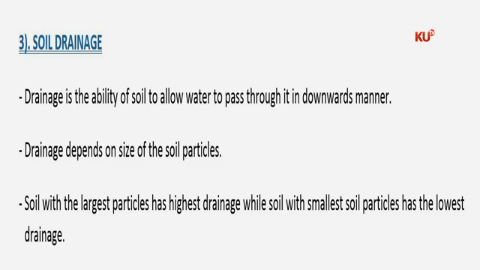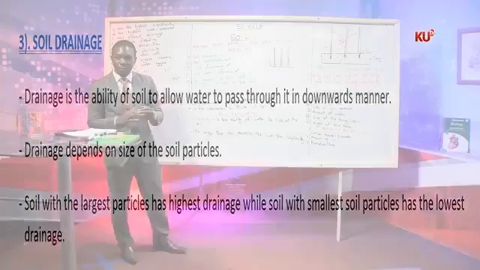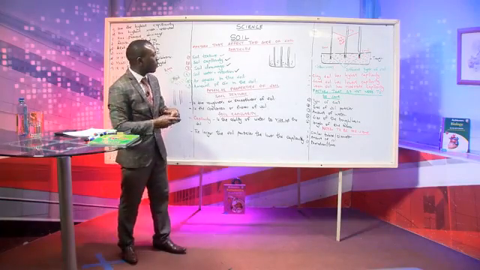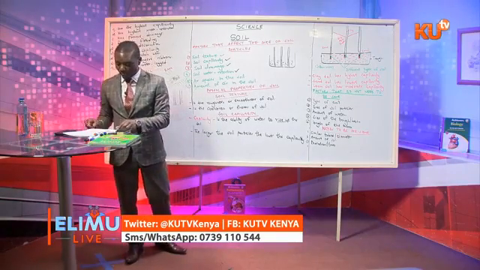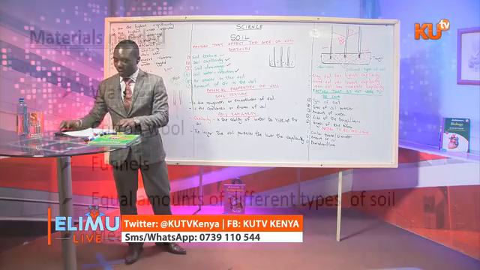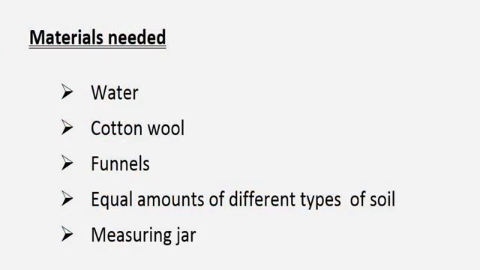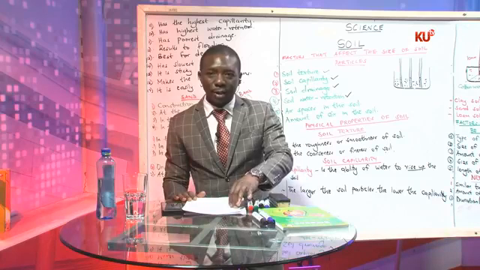So there are some materials needed to do this experiment on drainage. But because of time, I will not go through it. Okay? So materials needed: one, we have got water, there on the screen. Two, we have got cotton wool. Three, we have got funnels. Four, we have got equal amounts of different types of soil. And five, we have got the measuring jar. Those are the materials needed, and they are in the primary school syllabus.